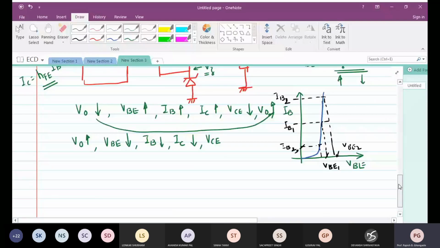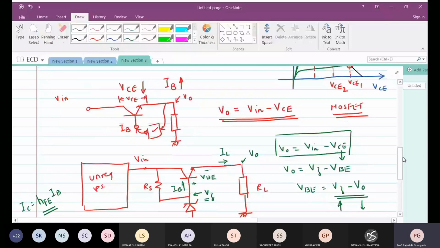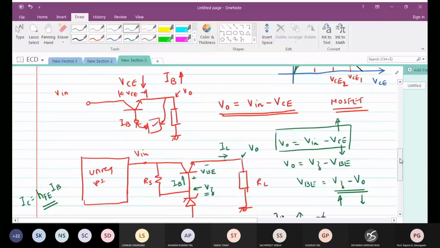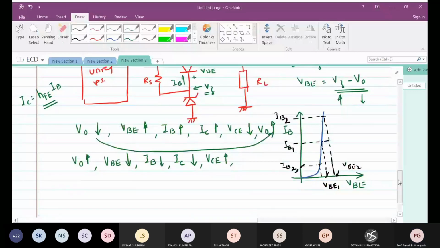So VCE will increase. Now if VCE increases, look at this equation. If VCE increases now, what will happen to VO? Decrease. VO decreases. Excellent. So you see that it has been compensated. Have you understood the mechanism? Yes, sir. Okay. So this is the basic mechanism.